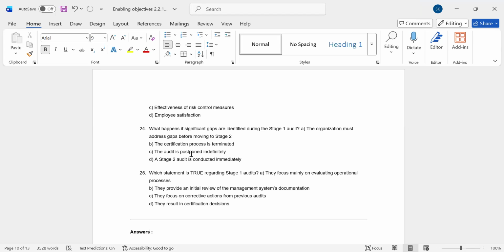Last question, number 25. Which statement is true regarding stage 1 audits? A. They focus mainly on evaluating operational processes. B. They provide an initial review of the management systems documentation. C. They focus on corrective actions from previous audits. D. They result in certification decisions. B only. Right.